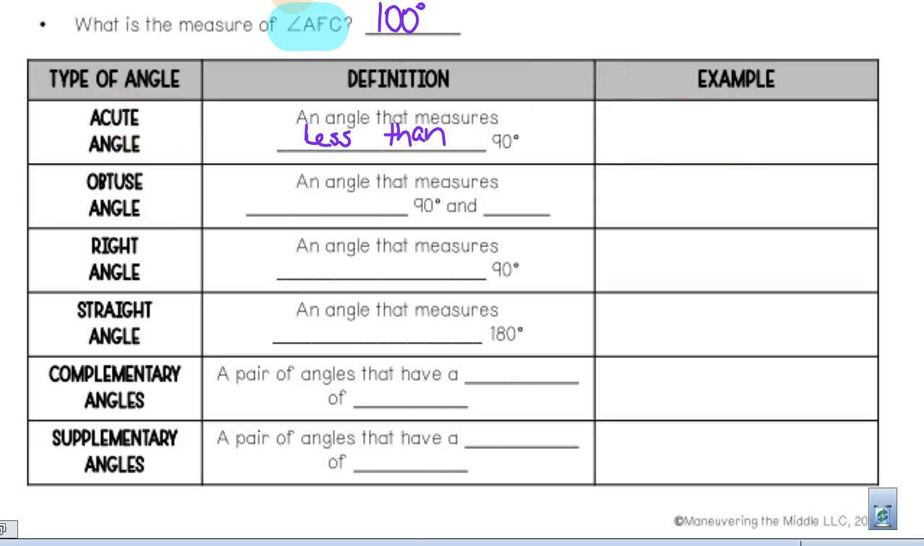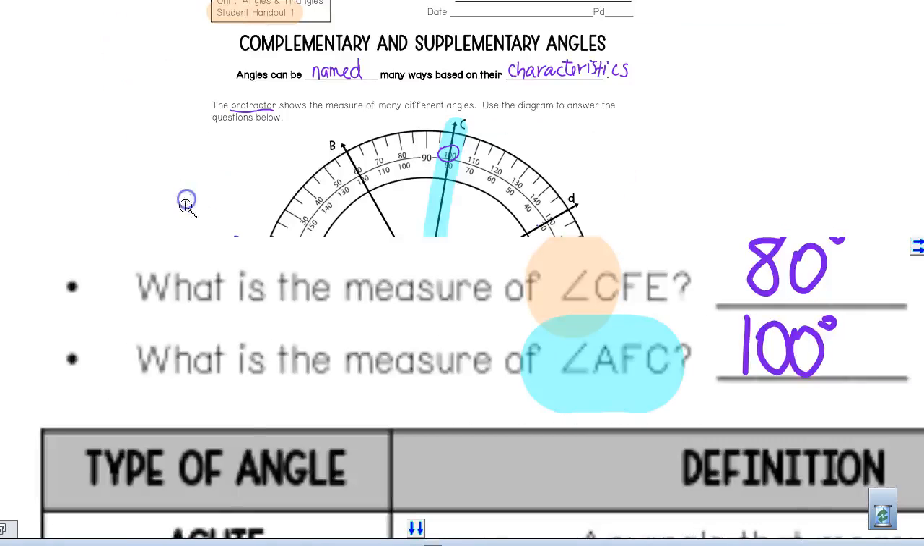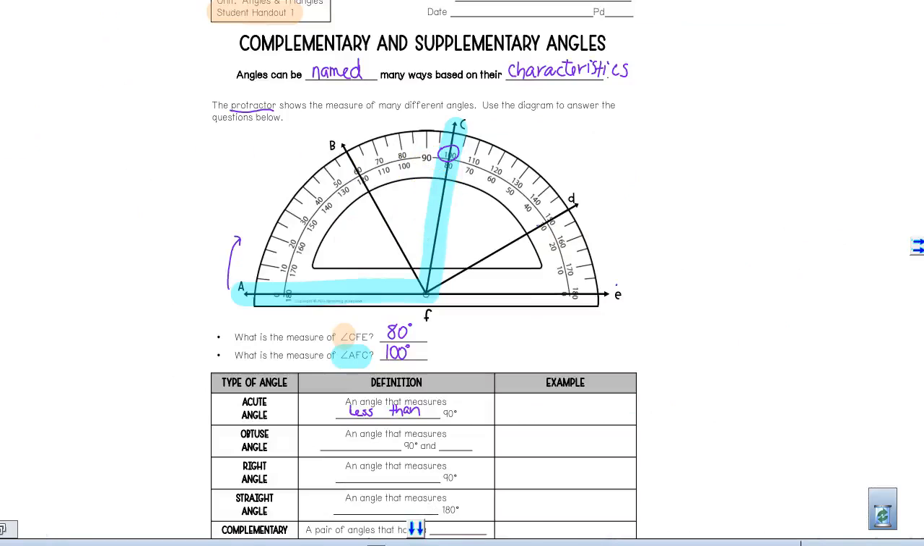So now for our example right here, we want to jump up to our diagram. And we want to find ourselves an angle that's less than 90 degrees. So we're looking for a relatively small angle. And in this diagram, there are a number of small acute angles that are less than 90 degrees. We're just going to pick one of them.